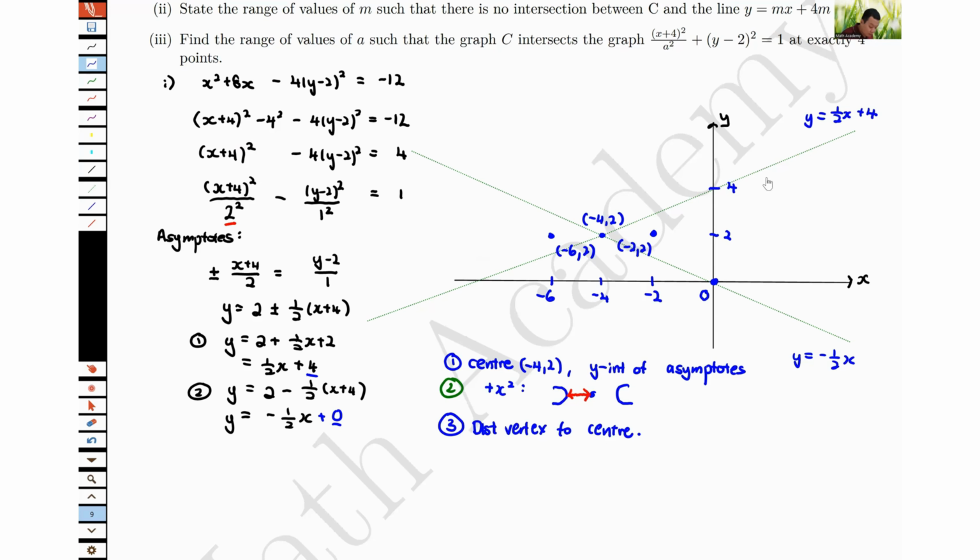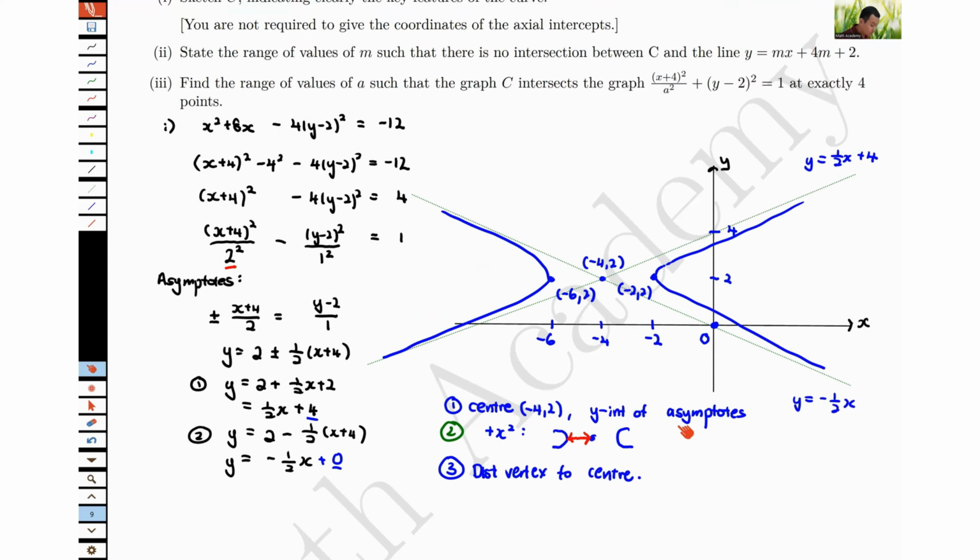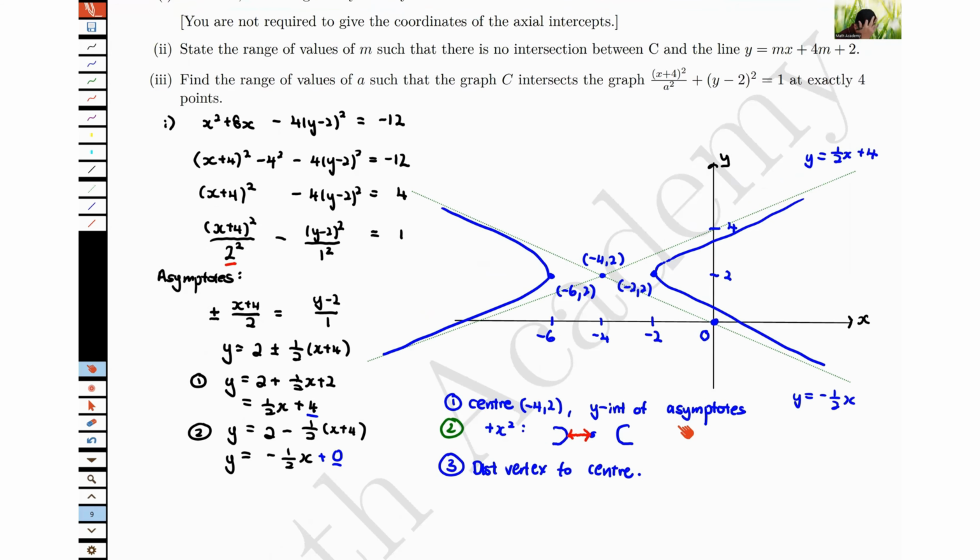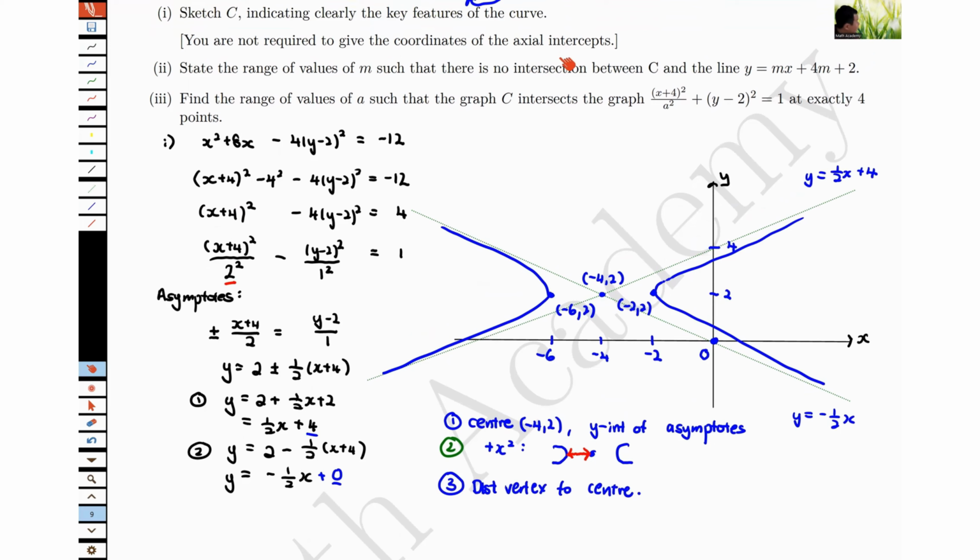Since it's a horizontal hyperbola, we will now start to draw and turn at these points towards the left and right. Just make sure that your endpoints are close to your asymptote. Okay, they only want the key features, which are the center and the 2 vertices. And they also tell you you don't need to give the coordinates of the intercepts. Intercepts, if you want to find the coordinates, no choice, you have to put x is 0 or y is 0.